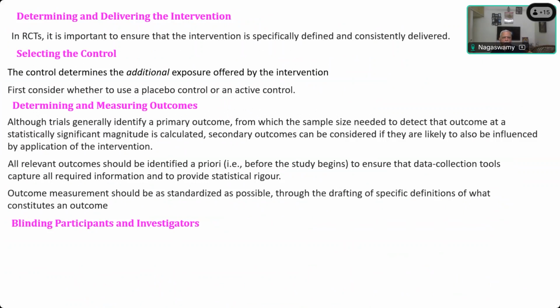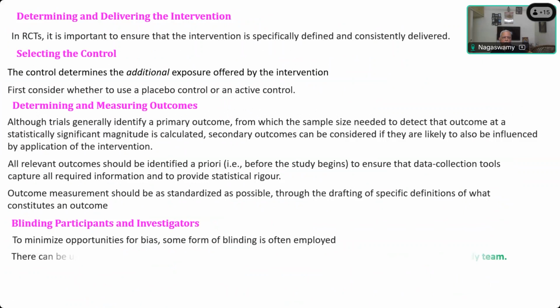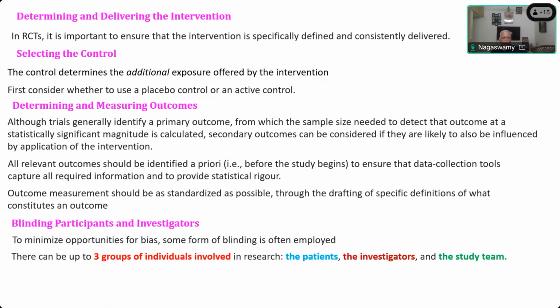Then blinding participants and investigators. This is a very important part of randomized trials. So this is also asked as a short note question: single blinded, double blinded and triple blinded RCTs. To minimize opportunities for bias, some form of blinding is often employed. There are three groups of individuals involved whenever you do an RCT. One is the patient, second is the investigator, and third is the study team.